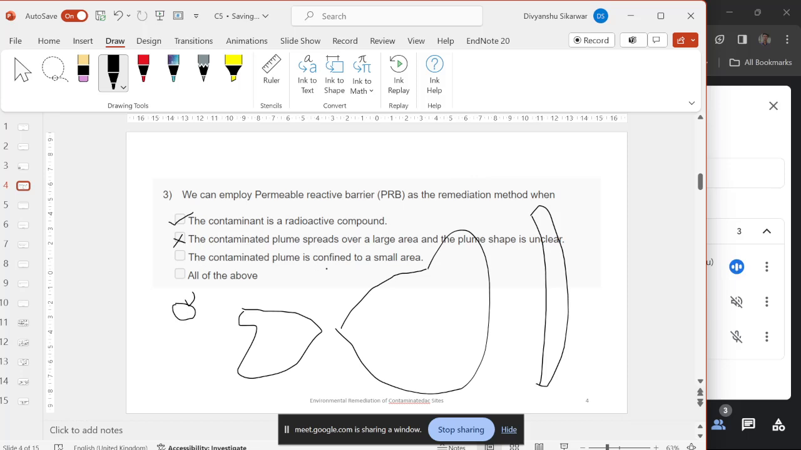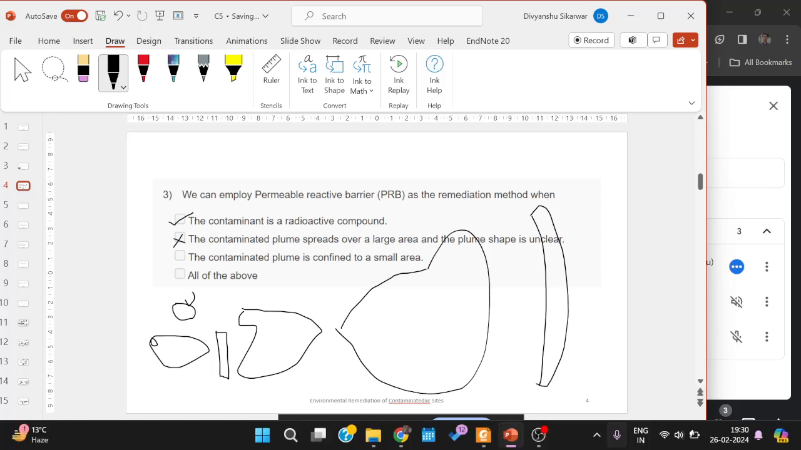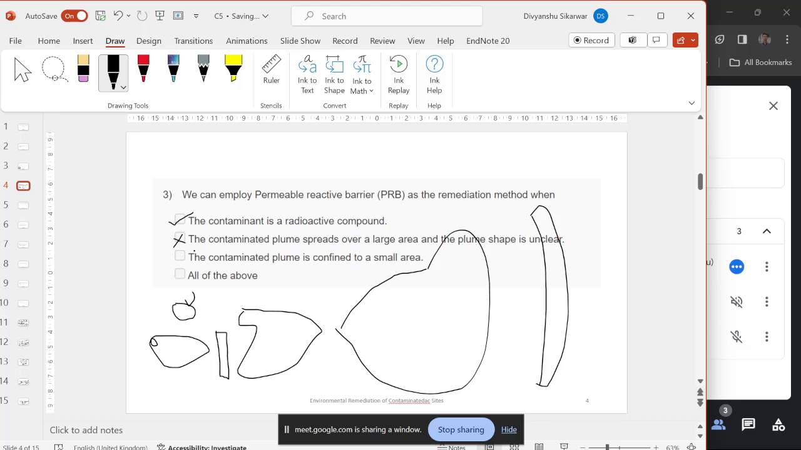And then, the contaminant plume is confined to a smaller area. If the contaminant plume is confined to a smaller area, in that case, can we build a PRB? This option is the opposite of the previous option, right? We can build a PRB in this case.